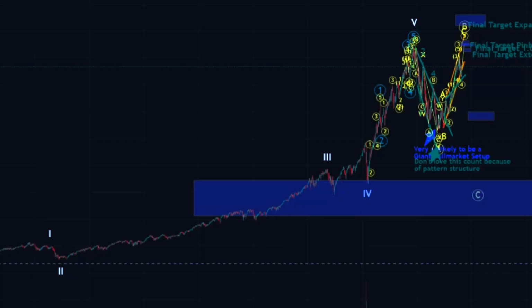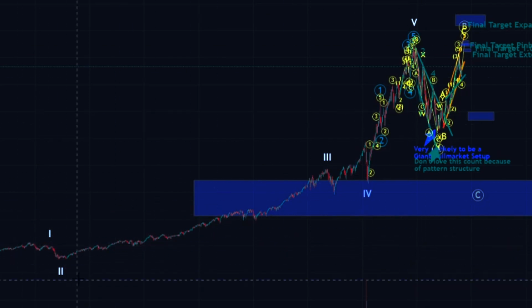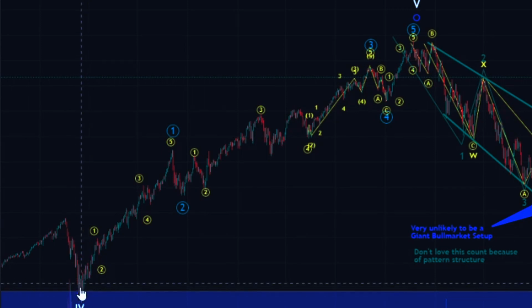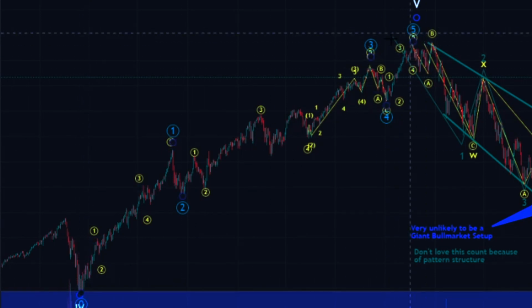All right, guys, here we are in a big picture view of the NASDAQ. And I know I said I would start from the COVID lows, but I just want to point out really quickly that I'm counting this larger structure as a 1, 2, 3, 4, 5, and I think that's going to be relevant here shortly.